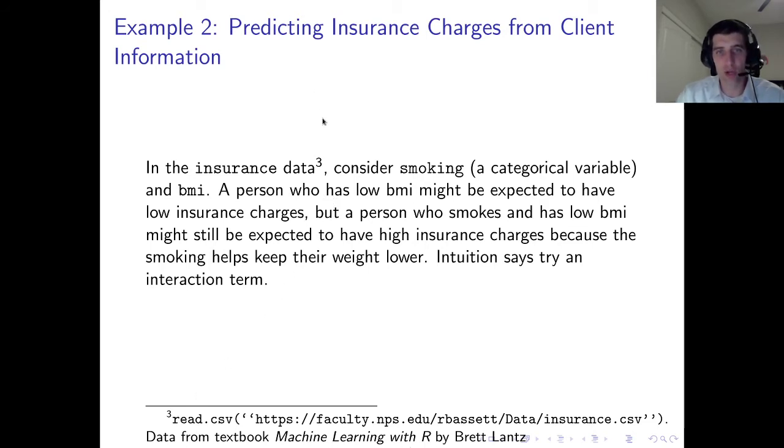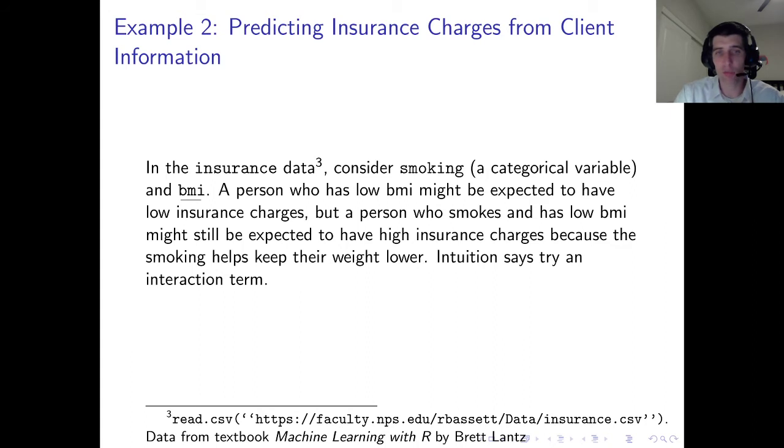And so the idea is you want to predict insurance charges from clients' information. So you're maybe an employee at a health insurance firm, and you want to know how much premiums you should be charging different individuals based on their attributes. In the insurance data set, one variable is smoking, whether or not the individual smokes, and we have another variable which is BMI, right?